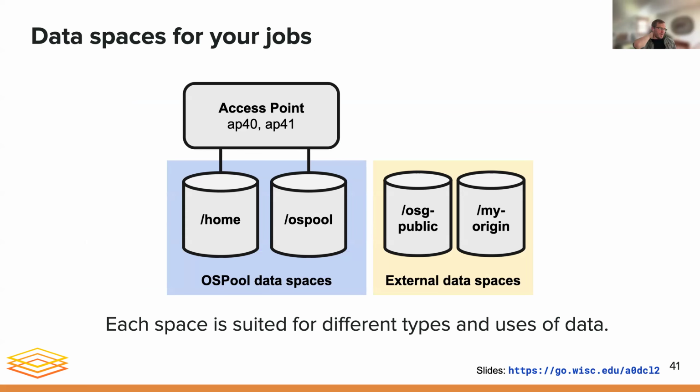When you log into one of the access points, you have two different spaces for storing data. What you are plopped down in when you first log in is your home directory, but you also have space in /ospool. These are the paths attached to the access point for you to interact with. And then we also have external data spaces. In this case, these files are stored in a public space called OSG public. And then we also have a conceptual space called my origin, and we'll talk about what that means.